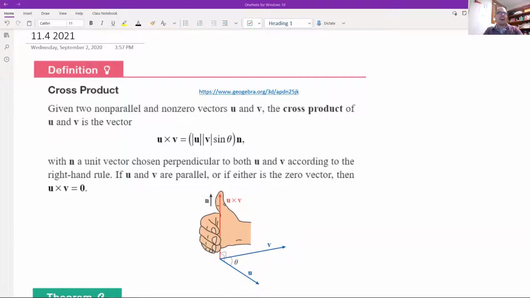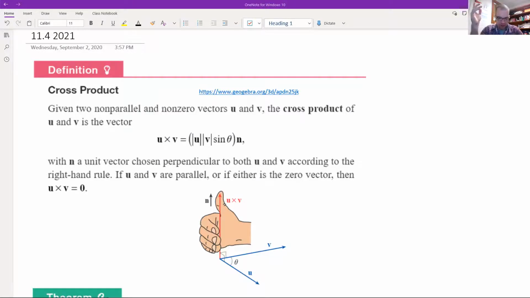Hi, everybody. We are on to section 11.4, and we're going to be talking about the cross product today. The cross product might ring a bell. We just talked about the dot product, and there will be some comparisons to draw between the two, but let's go ahead and look at the definition here.